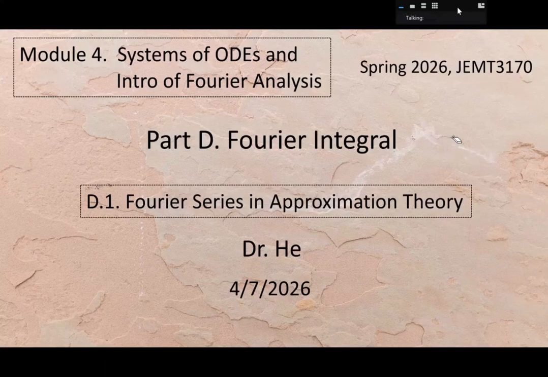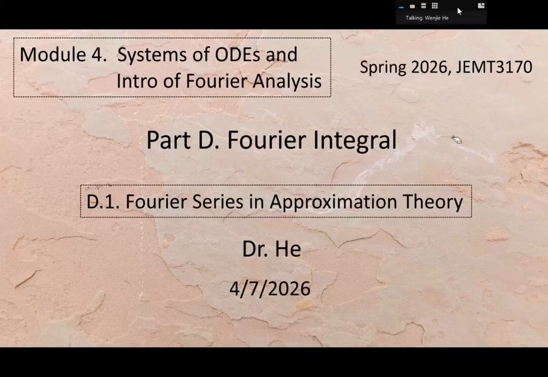D.1, Fourier series in approximation theory. Yeah, so approximation, we need to do some study in approximation theory. Because in real world applications, most of the time we need to use approximation to solve the problem. It's hard to get an exact value. Most of the time, it's very hard to get an exact value. So we need to do a lot of approximation.